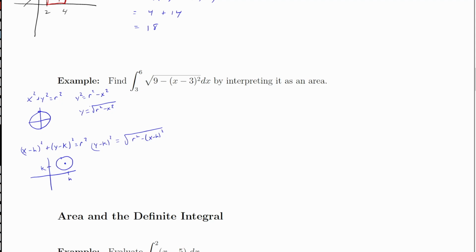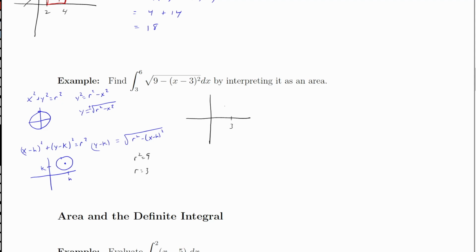Now, if you don't use the plus and minus, then instead of getting the top and bottom half, you will only get the top half if we just use that plus part. Okay, now if I look at my function, there's no y squared anymore. There's no k here. It's just y equals this thing. So k is 0. And h is 3. So this is going to be centered at (3, 0). And my r squared is 9. So the r is 3.